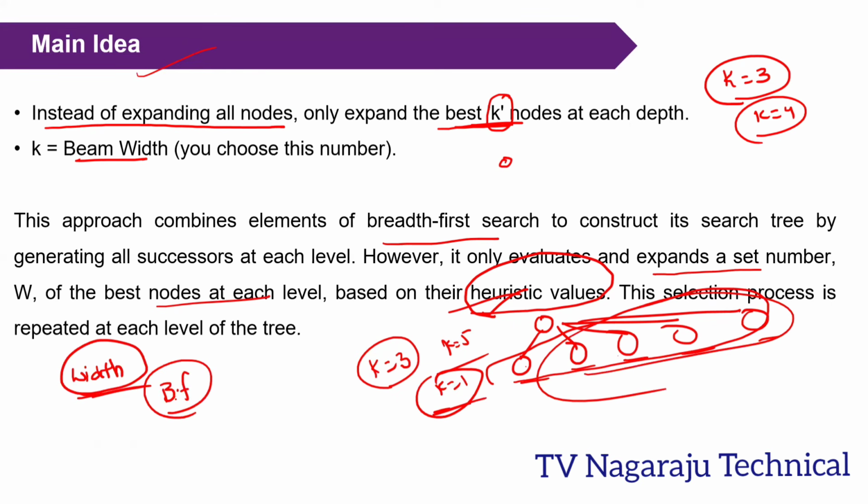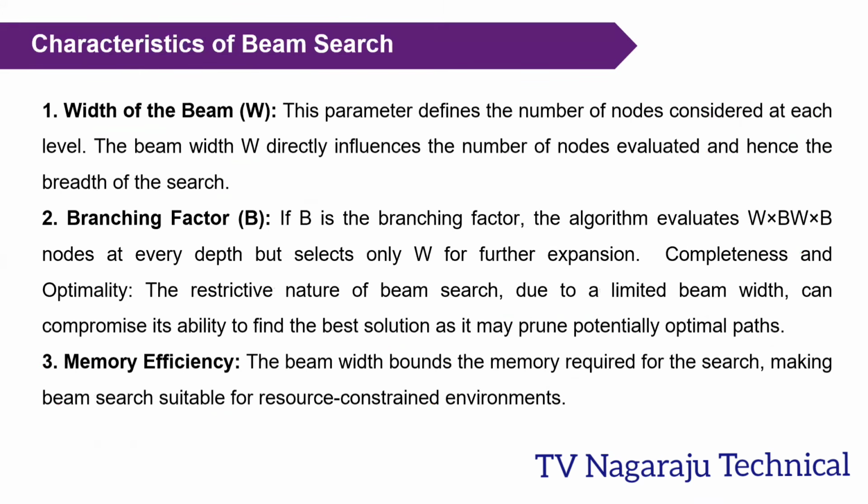One more characteristic is the branching factor. Branching factor means at each level we have some set of nodes, and how many nodes are considered again for expansion. This also plays a very crucial role. And one more characteristic is memory. Memory requirements depend on the number of nodes. If you consider fewer nodes, less memory is required, and it automatically performs efficiently. These are the main characteristics of a beam search algorithm.